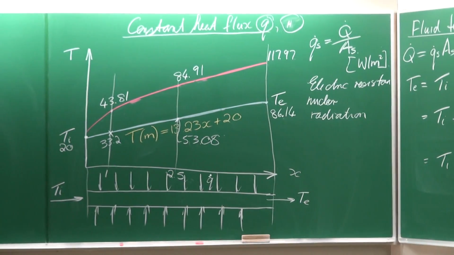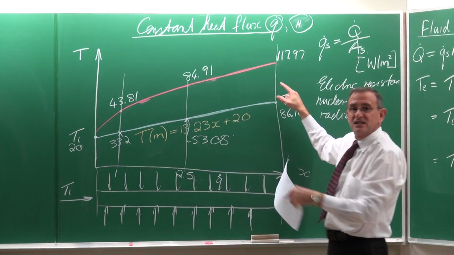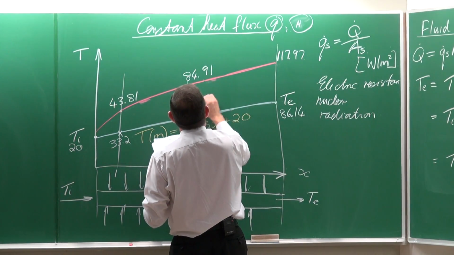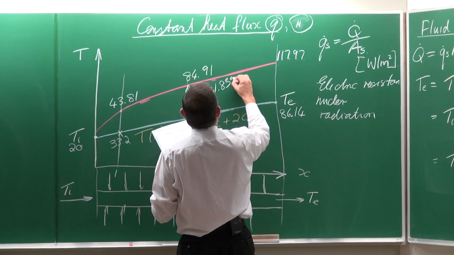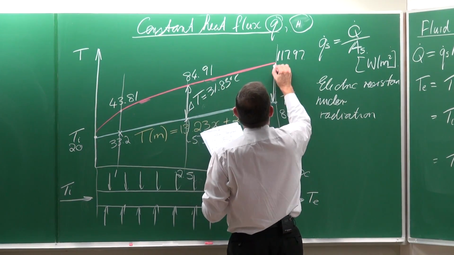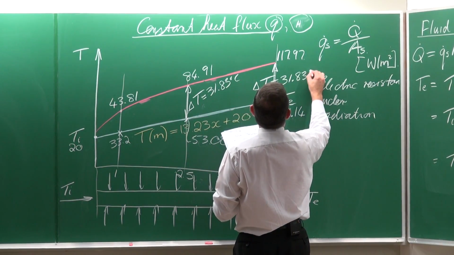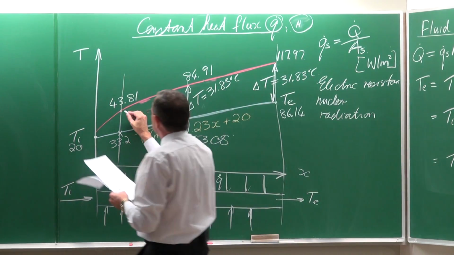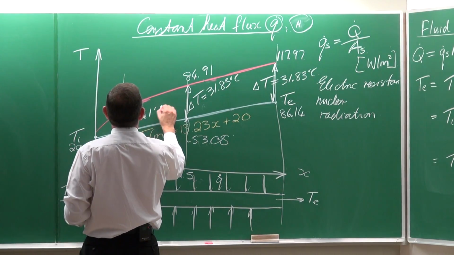Going back to my sketch, which is not a good example of how it should be, that temperature difference and that temperature difference are therefore the same. So this delta T is equal to 31.83, and that delta T is also 31.83 degrees Celsius, while this delta T would be equal to 10.61 degrees Celsius.